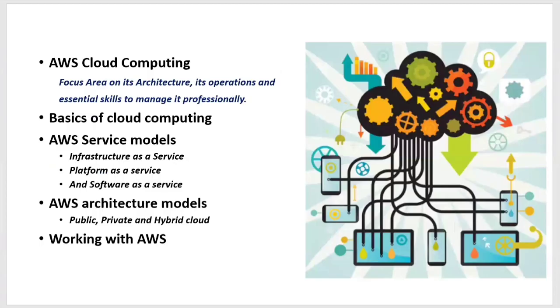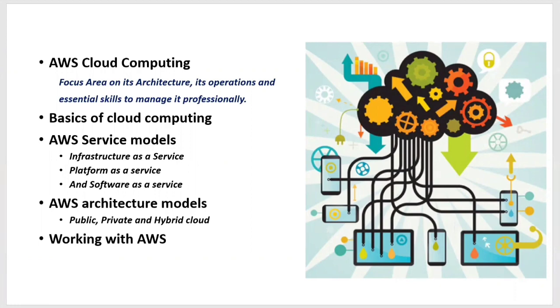Okay, so now it's time to just start. We need to start cloud computing with AWS, and our training is focused on AWS cloud computing, its architecture, its operation, and the essential skills to manage it professionally. First of all, we will study the basics of cloud computing, its features, and the most important benefits and advantages of cloud computing. Next, we will learn about the AWS service models, for example, infrastructure as a service, platform as a service, and software as a service.